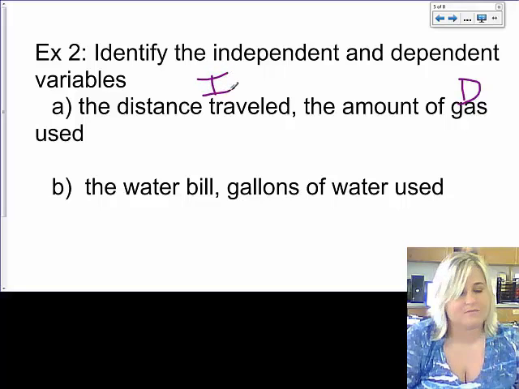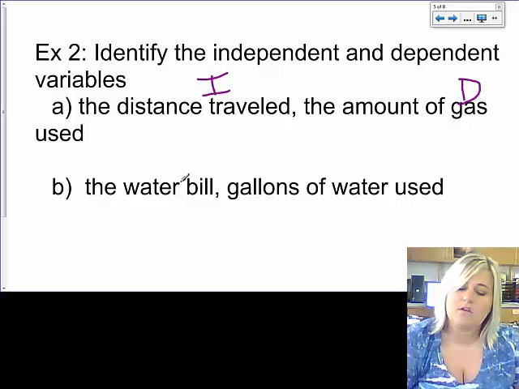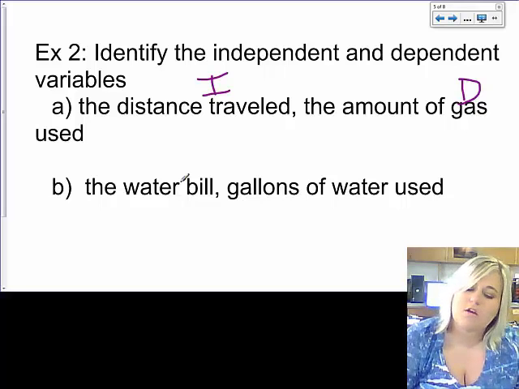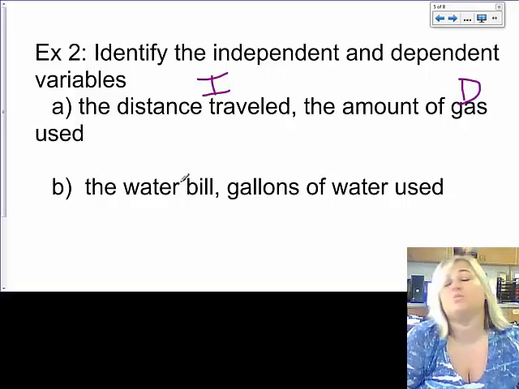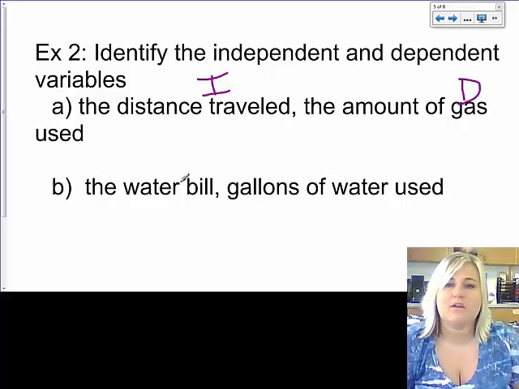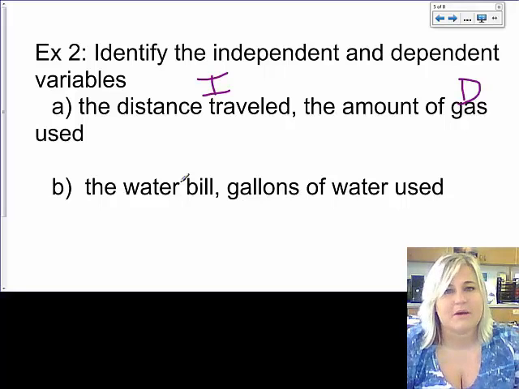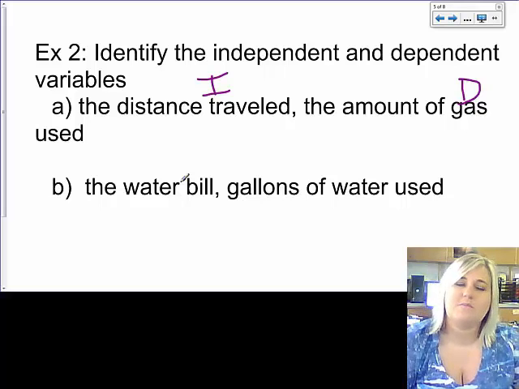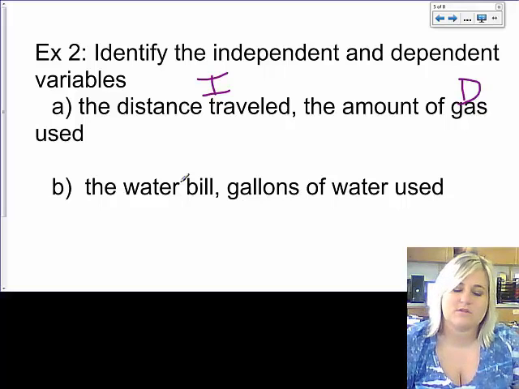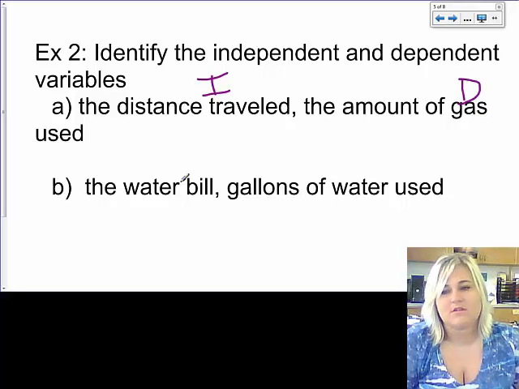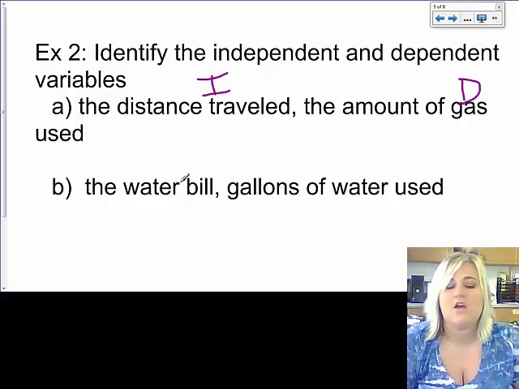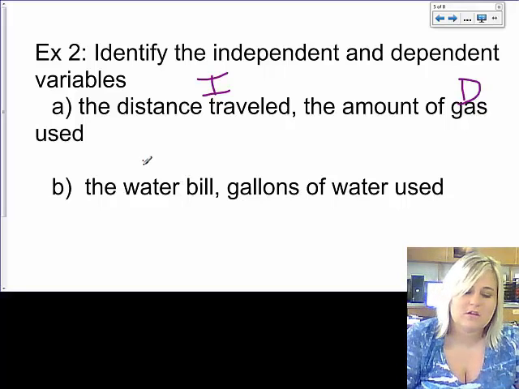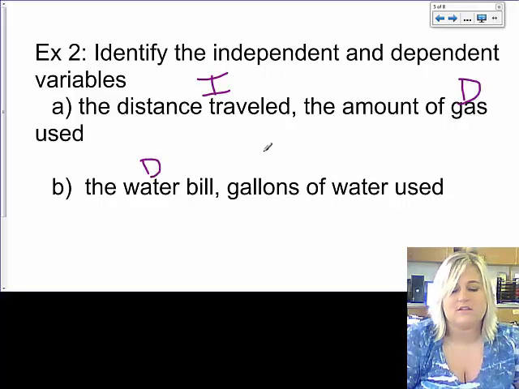On B, the water bill and the gallons of water used. Does the water bill depend on the gallons of water used, or do the gallons of water used depend on the water bill? Well, let's think about this. At home, when you get your water bill, I'm sure that it fluctuates every month because it depends on how much water is used. They don't say, okay, this month your water bill is going to be $100, so you're allowed to use this many gallons of water. That's not the way that it works. The water bill depends on the gallons of water that you use each month. Okay?